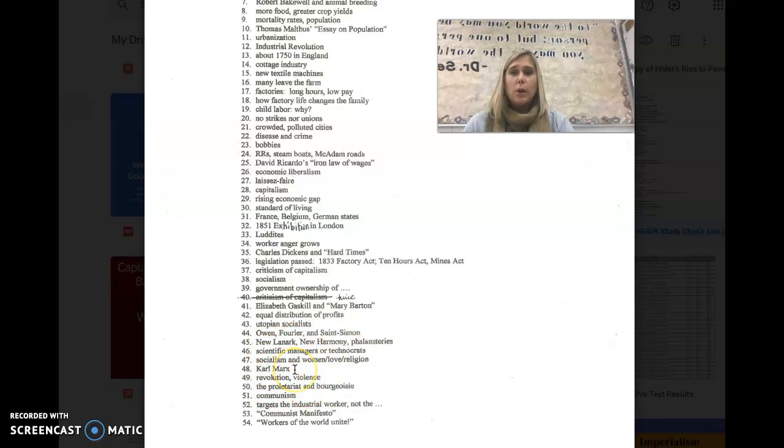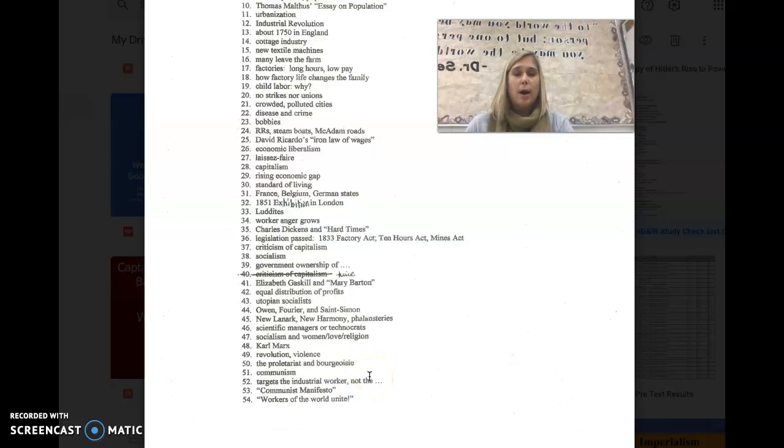Karl Marx, look over your specific information on him that we highlighted and how he was pushing for revolution and violence to make changes. He talked about the proletariat being the workers and the bourgeoisie being the factory owners in his pamphlet, Communist Manifesto. So connect 50 to 53 when you study those.